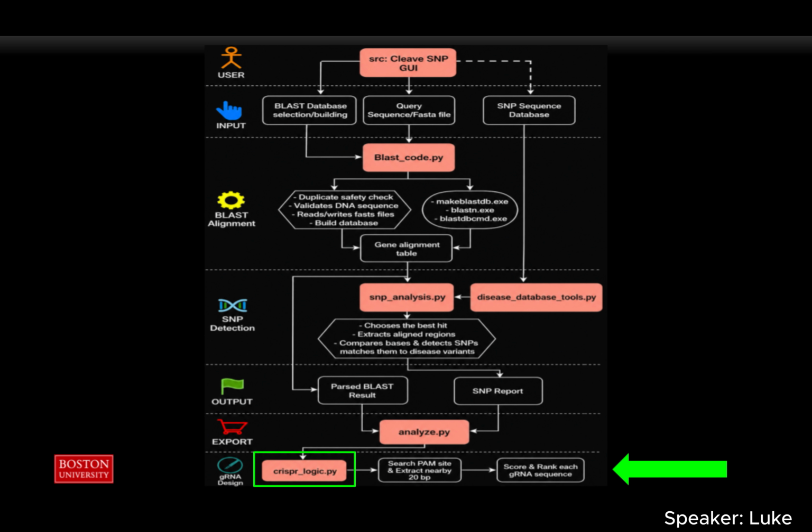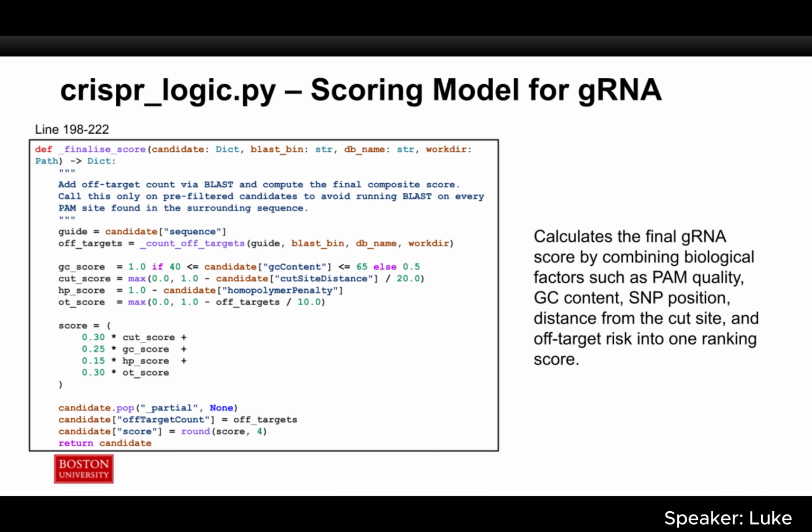This information can be used later for gRNA generation. The CRISPR logic file's role is to identify and rank optimal gRNA sequences near a mutation site for CRISPR gene editing. The scoring system itself combines these two biological factors into a composite score. However, an important limitation is that these scoring weights are heuristic and have not been experimentally validated or trained on real CRISPR efficiency datasets. This means the ranking is useful for prioritization, but may not perfectly reflect real biological efficiency.